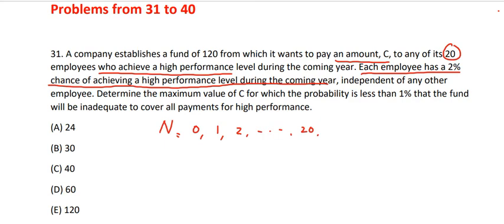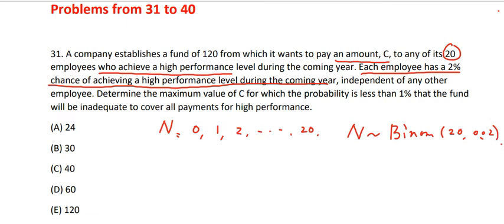So each one has a 2% chance to make this happen. Each one is either happening or not happening, a high performance or not high performance. So this is a binomial distribution. We say this is the number of high performance for a binomial distribution. So N is 20, and for each one, P is 2%, 0.002.